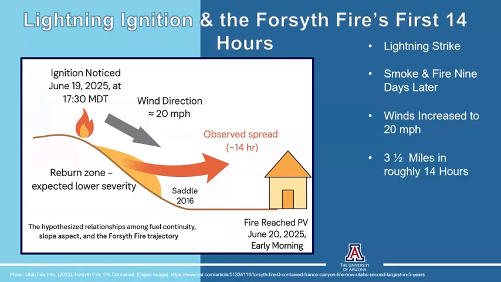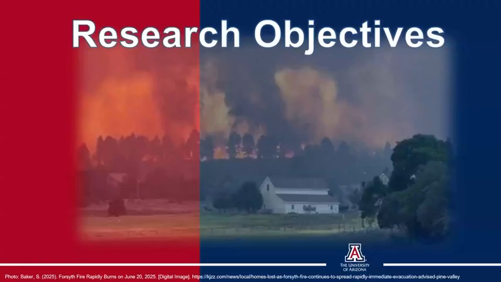The fire dropped quickly through the canyon, covering roughly 3.5 miles in just about 14 hours. The path crossed the Saddle Fire reburn area with lower severity, but steep canyon walls and continuous fuels increased the fire's spread. This simple cross-section sets the stage for the analysis that follows by showing the key interacting factors: wind direction, terrain slope, fuel continuity, and the timing of the ignition.